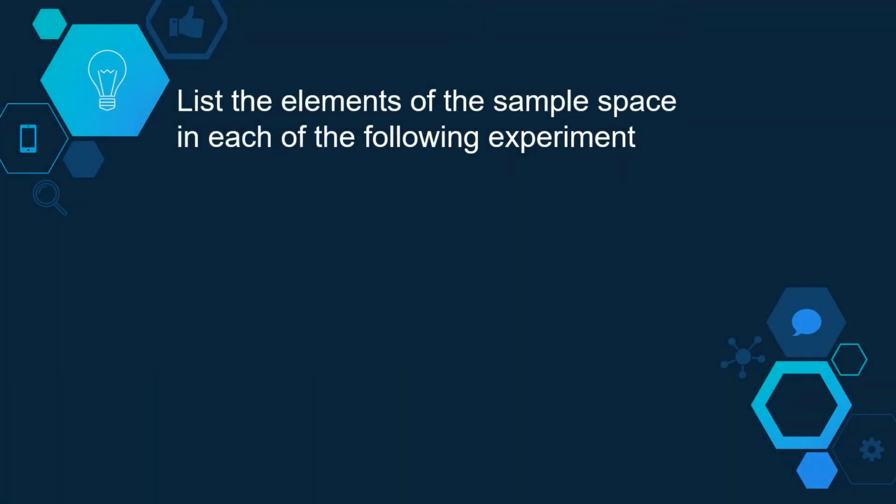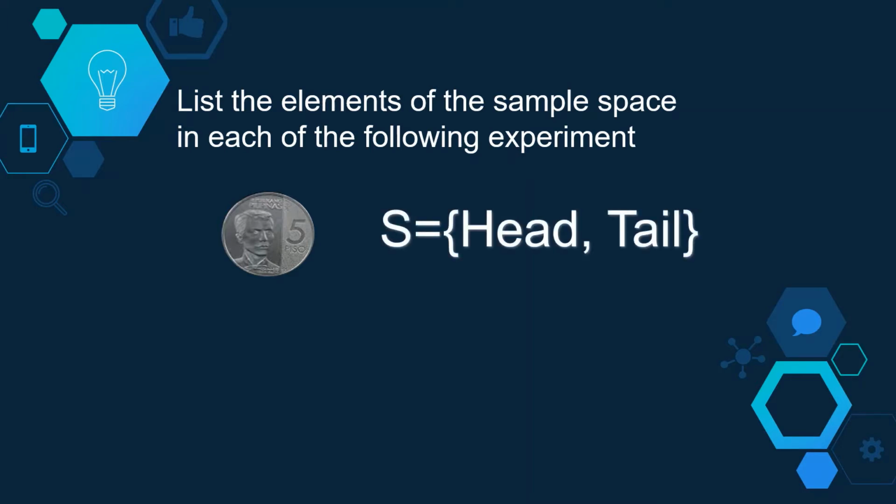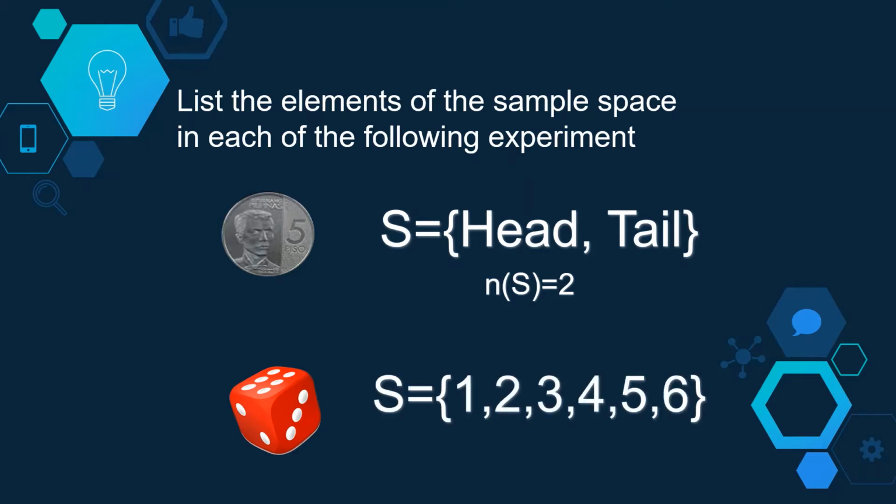Let's recall the previous lesson. You have to list the elements of the sample space in each of the following experiments. In flipping a coin, what do you think are the elements of the sample space? If you answered head and tail, then you are correct. So we have here two possible outcomes. How about in rolling a die? What are the elements of the sample space in rolling a die? If you answered 1, 2, 3, 4, 5, and 6, then you are correct. And there are 6 possible outcomes.